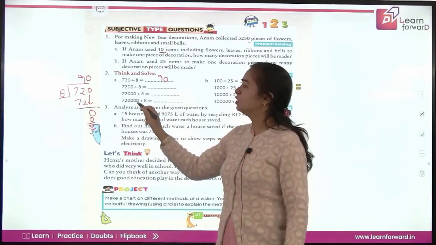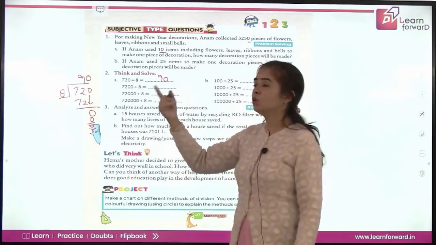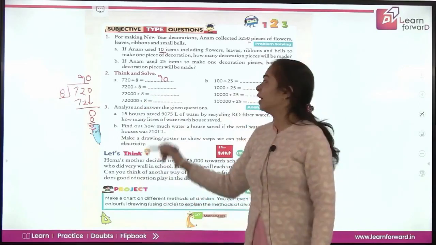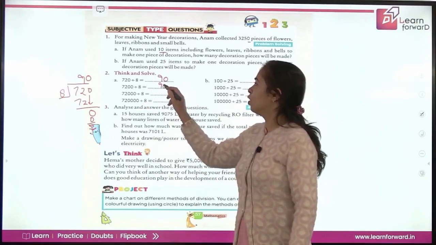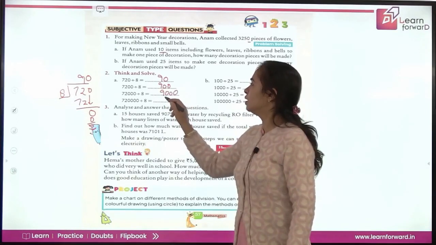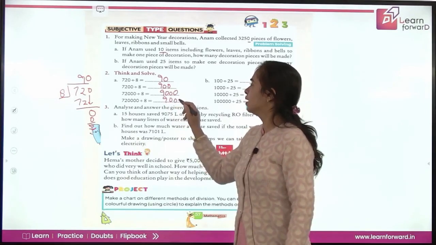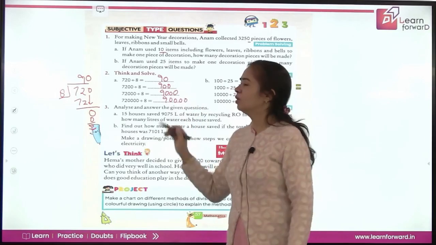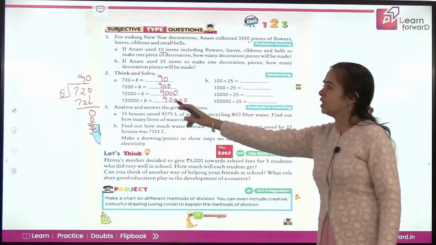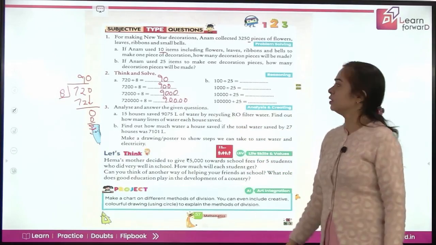Now, what you see here? In each of these numbers, just one zero is increasing, but your divisor is same. That means in each of your answers also, just one zero will increase. So, you get answers like this without division. Okay. So, just one division has helped you get the answer to all these.